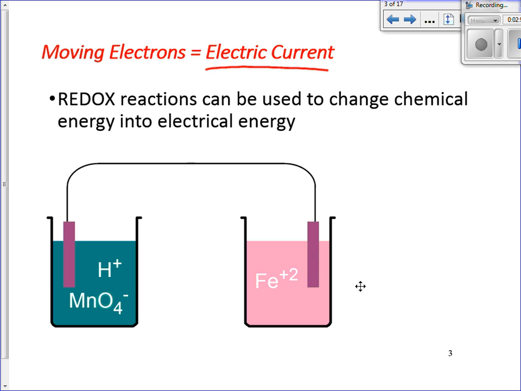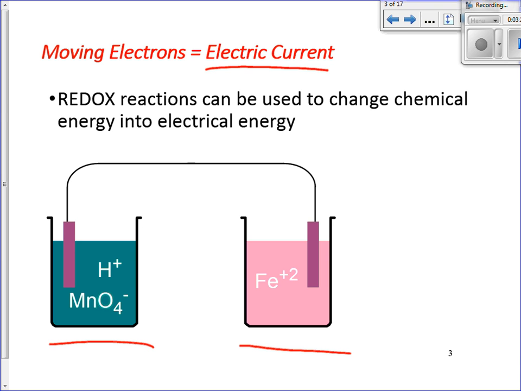Now, as you see in this diagram, we have 2 separate chambers. We're going to go over the pieces of this diagram in just a minute, because this diagram represents a galvanic or voltaic cell. We're going to figure out how these are set up so that we can manipulate the moving electrons in a certain pathway.